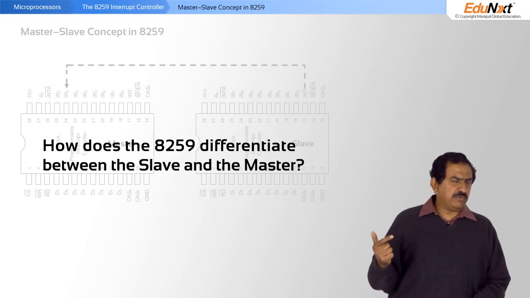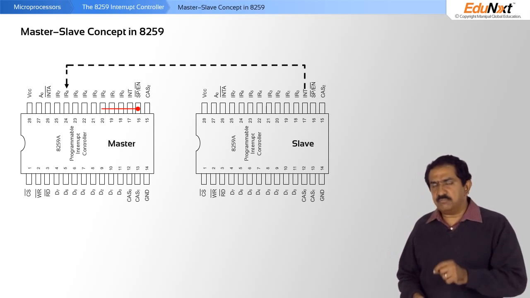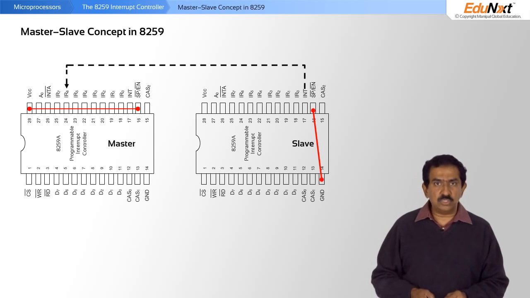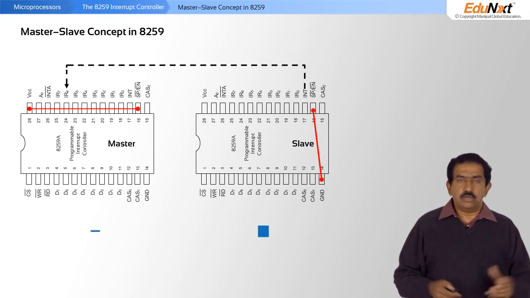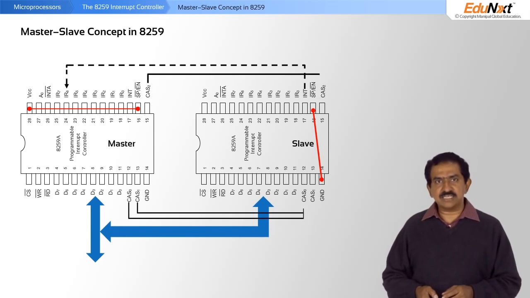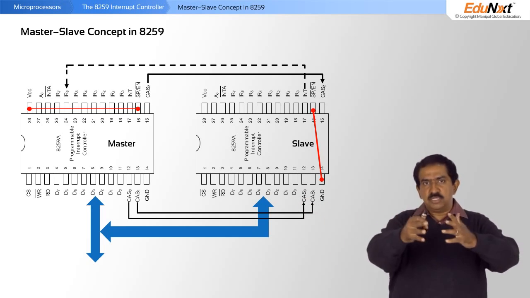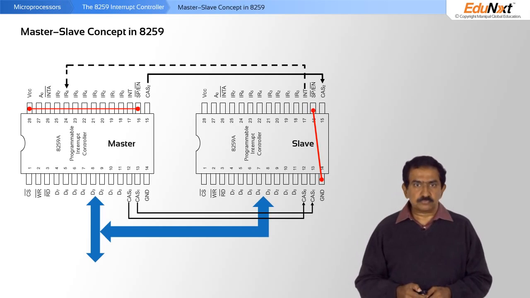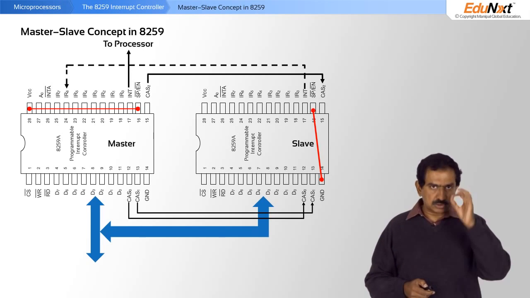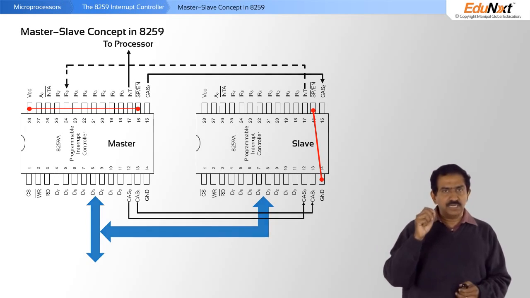How does the 8259 know whether it is a slave or a master? If the SP/EN bar pin is pulled to plus 5 volts, it is the master. If it is pulled to ground, it is the slave. The data bus is common between both of them, and of course you must connect all the cascade pins together. All the 8259s in the system are architected this way. The master interrupt output pin goes to the processor, so the processor really sees only one interrupt line.